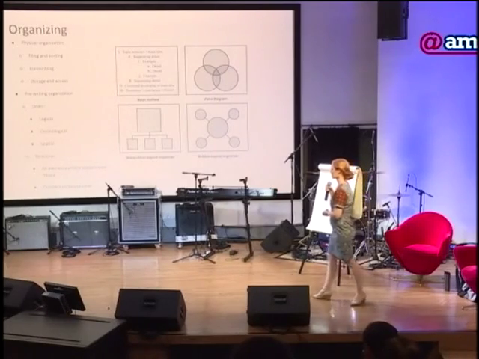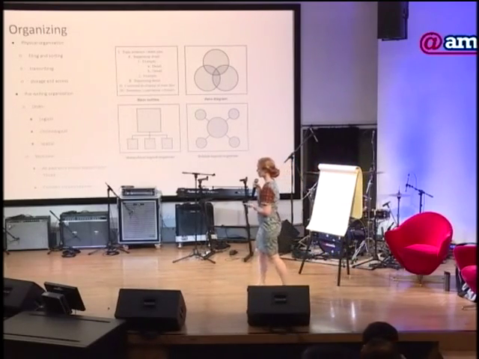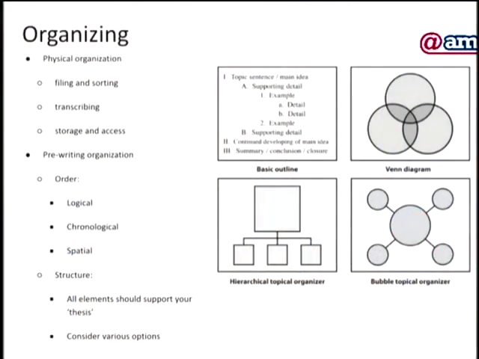For pre-writing organization, two important things to remember: order and structure. For order, we have three ways that we generally like to order things when we're looking at Western-style writing, international publishing: logical order, chronological order, and spatial order.